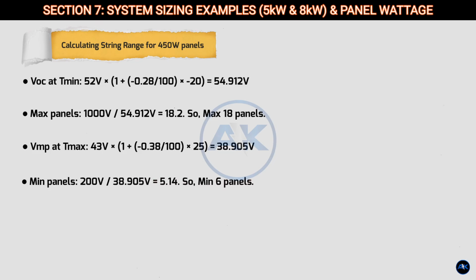38.905 volts equals 5.14. So, minimum 6 panels. Range for 450 watt panels, 6 to 18 panels. Calculating string range for 350 watt panels.